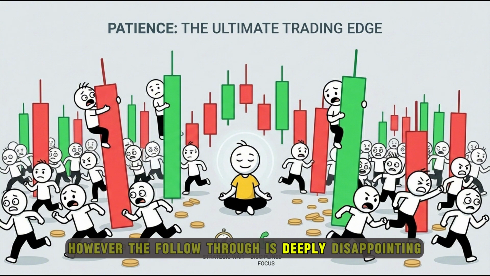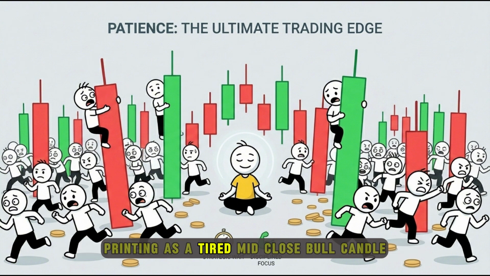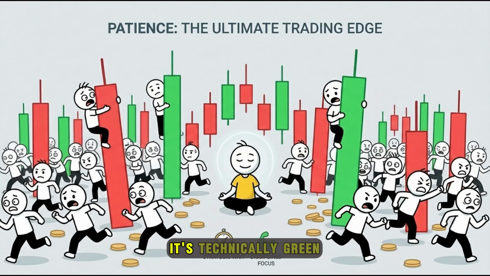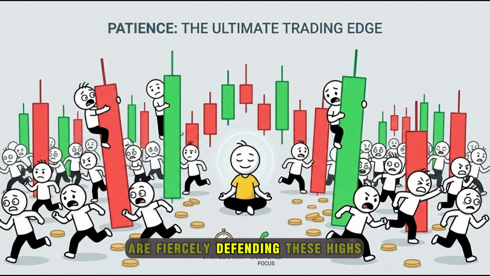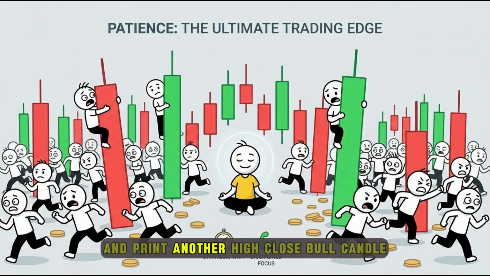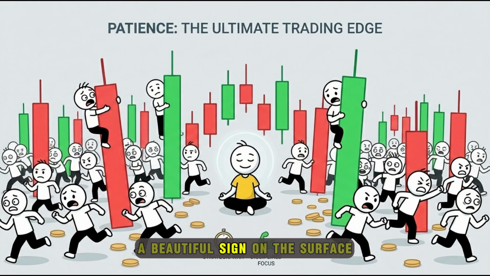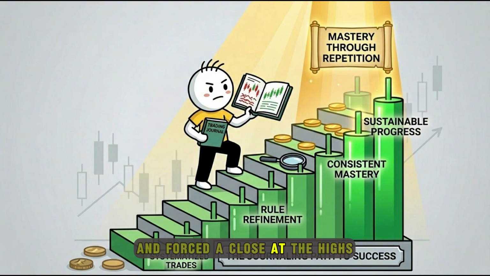However, the follow-through is deeply disappointing, printing as a tired mid-close bull candle. It's technically green, but it confirms that institutional sellers are fiercely defending these highs, waiting to ambush the bulls. The buyers dig deep and print another high close bull candle, a beautiful sign on the surface, showing they've absorbed the supply and forced a close at the highs.